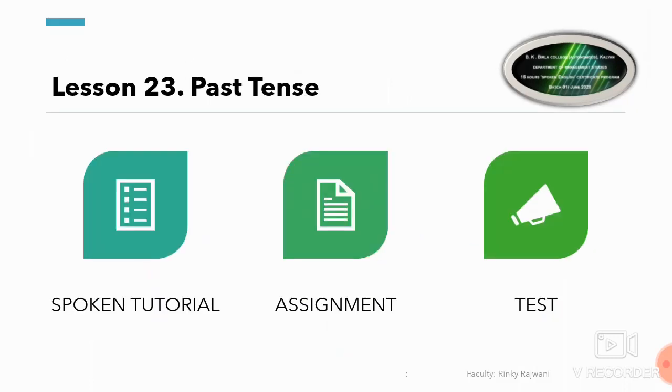That is all for the day. We have seen three different types of past tense: past perfect tense, past continuous tense, and past perfect continuous tense. I am leaving you all with the assignment and test.